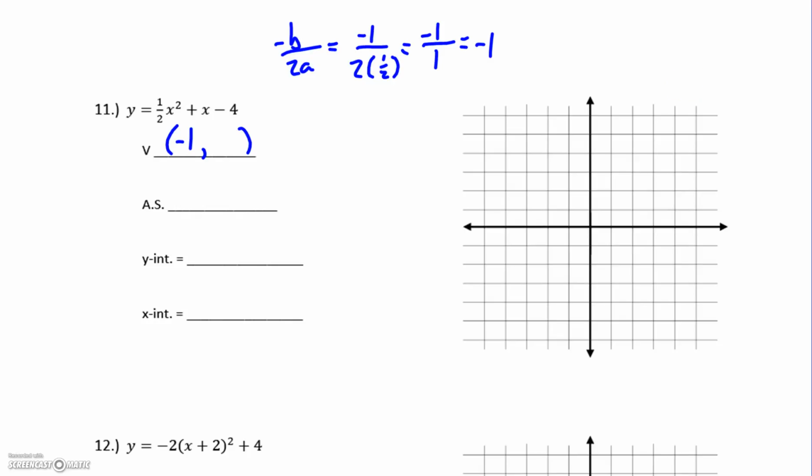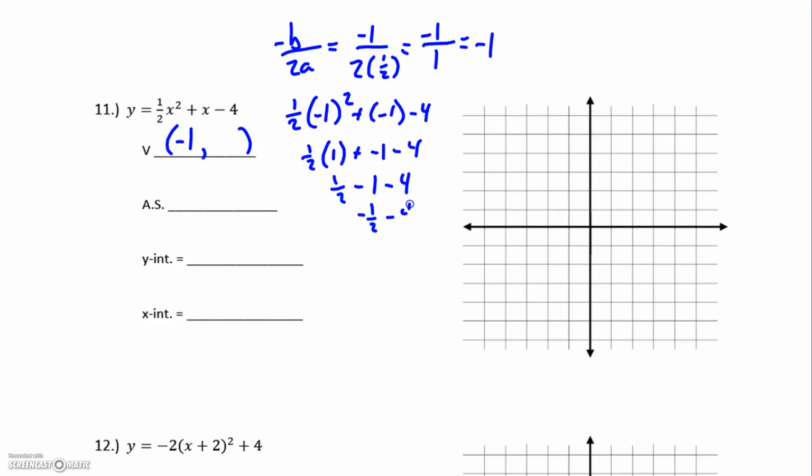To find the other half of the vertex, I just have to plug that -1 into the equation. So I've got 1/2 times a -1 squared plus a -1 minus 4. Now I just have to simplify. That gives me a 1/2 times 1. So that gives me a 1/2 minus 1 minus 4. And when this is all said and done, this is going to give me like a -1/2 minus 4. I'm going to leave it as a mixed number, it's -4.5 here.